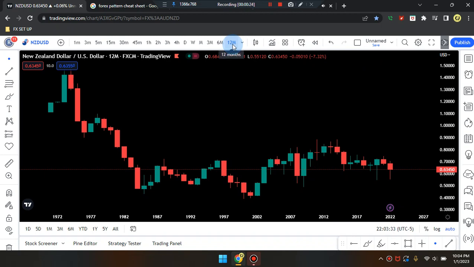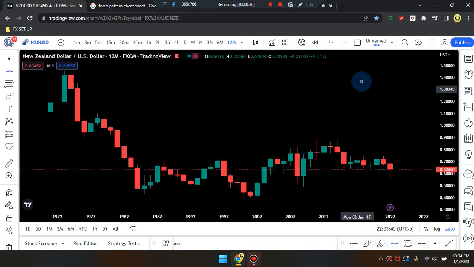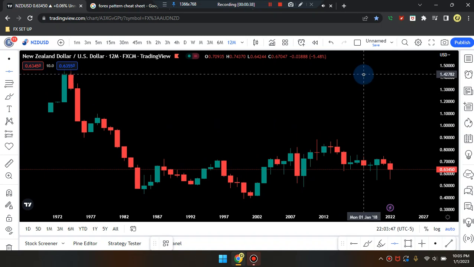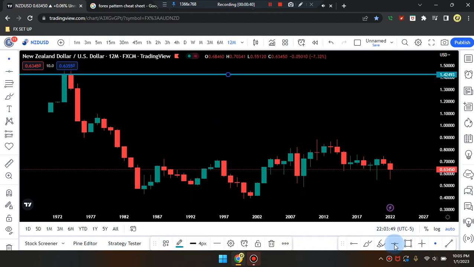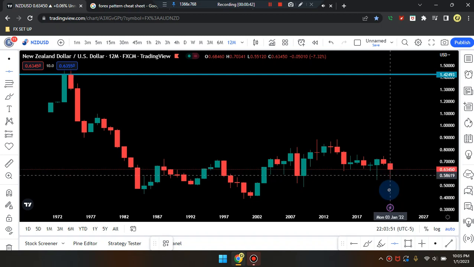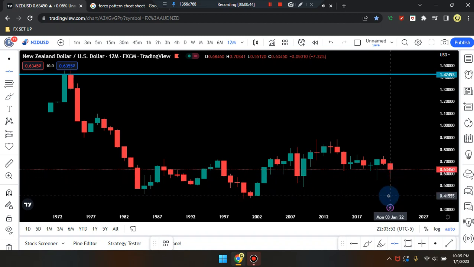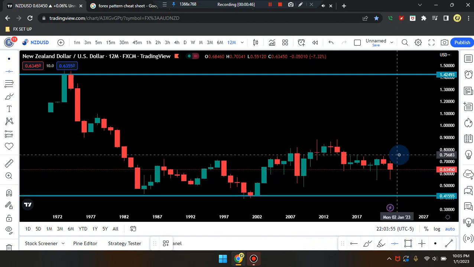We are on the 12-month time frame. Price action, last candle to the right hand side is a bearish red candle. Spike down to that low, some area of support. We do have price action overall higher highs, price action overall lower lows.